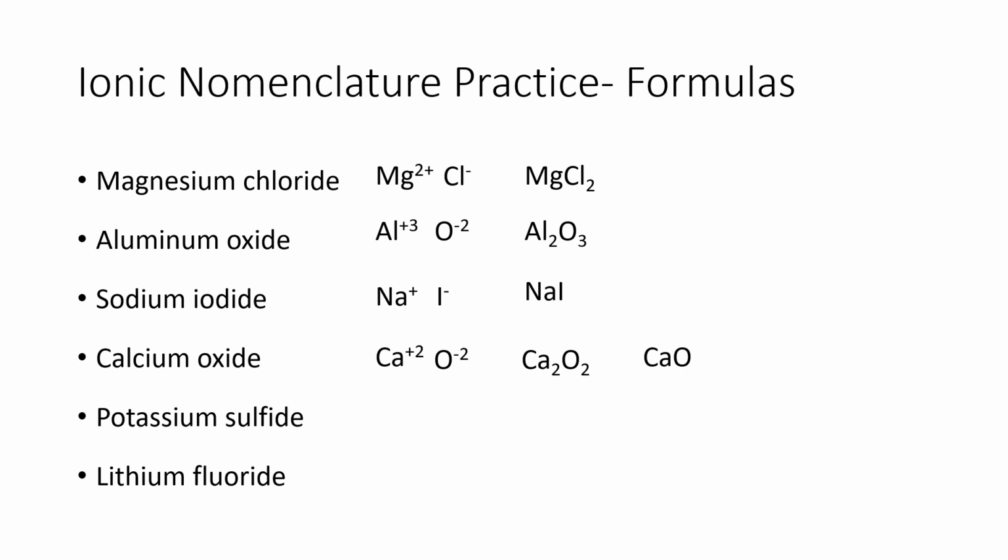For potassium sulfide, potassium is K with a positive charge. Sulfide is S with a negative 2 charge. When you crisscross that, you get K2S. For lithium fluoride, lithium is Li with a positive charge. Fluoride is F with a negative charge. Whenever you crisscross them, you get LiF.